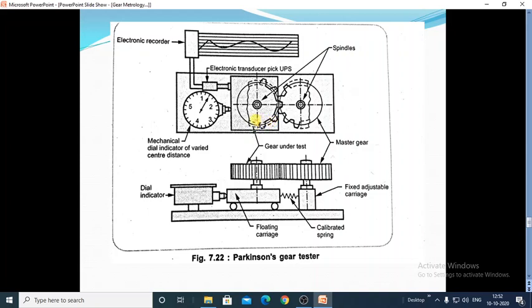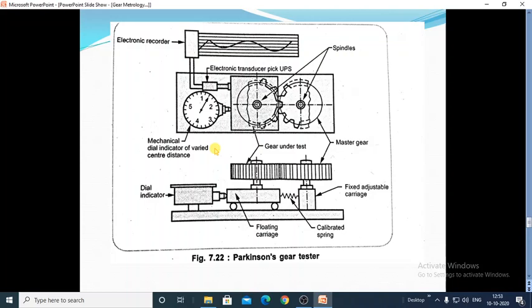And suppose there is error. If there is error, this will cause the movement of this floating carriage. As you know, the dial gauge is connected to this floating carriage, so any movement of the floating carriage is indicated by this dial indicator, which shows the errors.